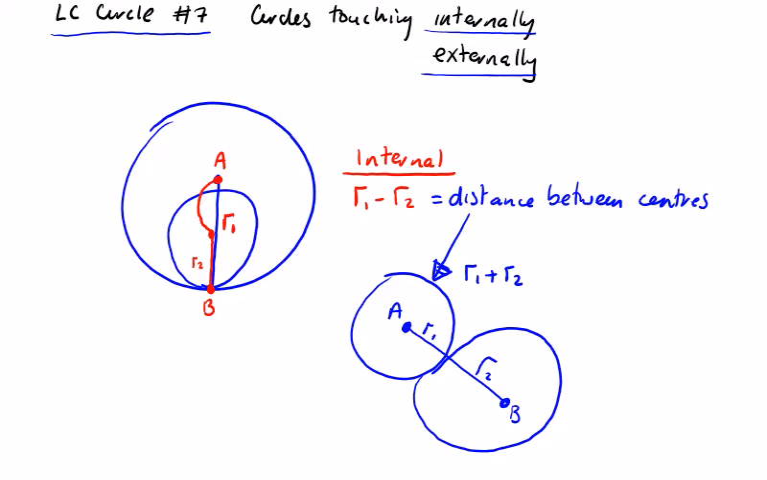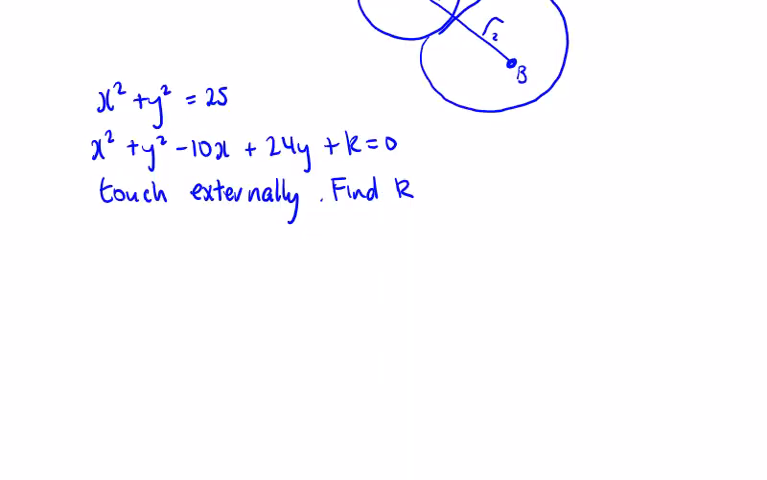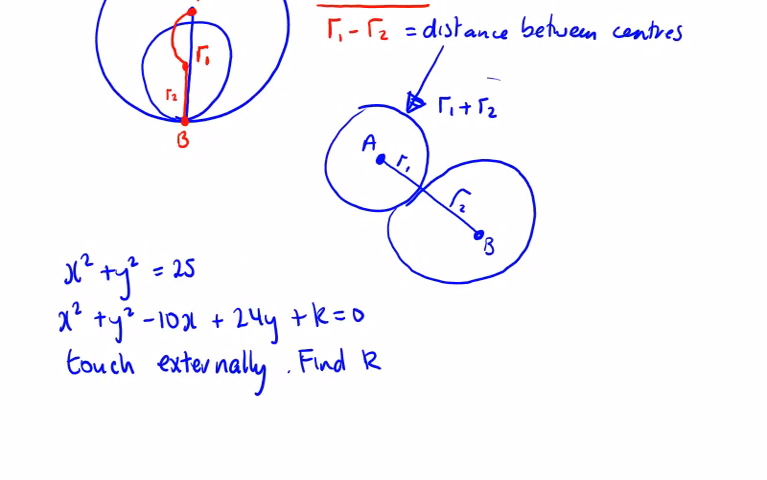So let's have a look at a question here that relates to this topic. A question like x squared plus y squared equals 25 is one circle, and x squared plus y squared minus 10x plus 24y plus k is equal to naught. They touch externally, find the value of k. So it's our second example here. We add the radiuses together and it would be equal to the distance between A and B.